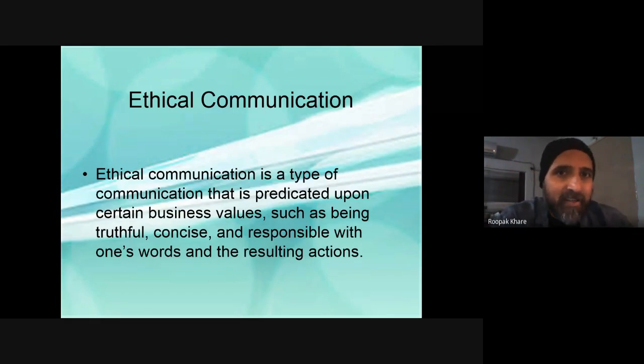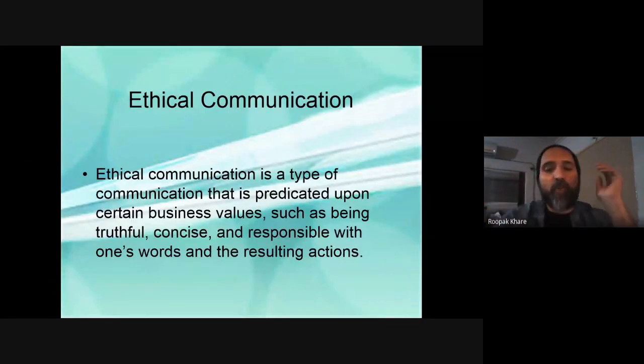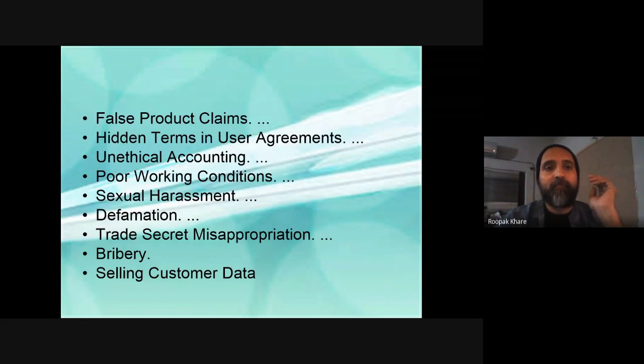Raise our voices against them. Now let us come to ethical communication, the last part of our syllabus. Ethical communication is a type of communication that is predicated upon certain business values, such as being truthful, concise, and responsible with one's word and resulting actions. Keeping all these things in mind while you're communicating is called ethical communication.